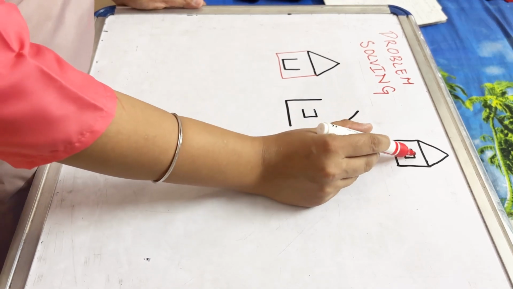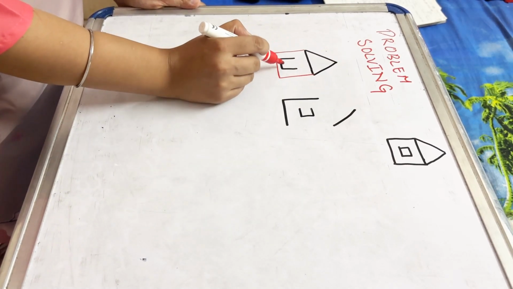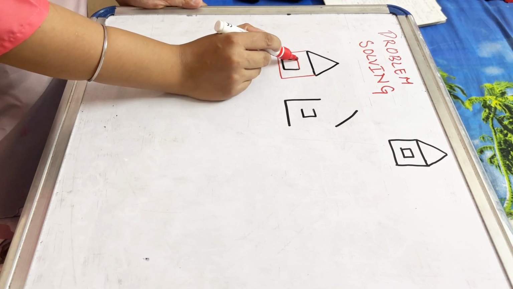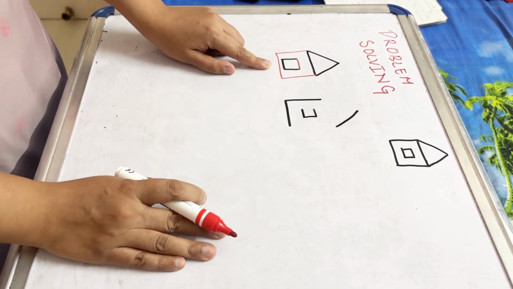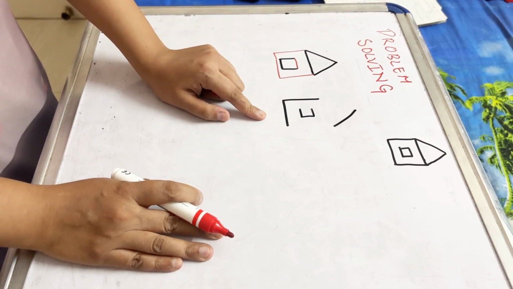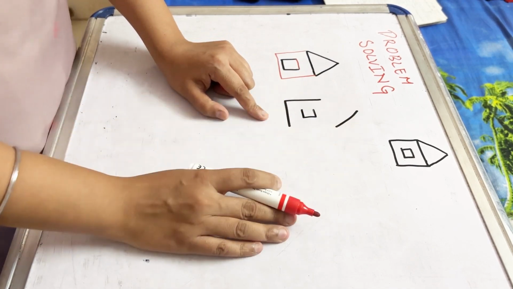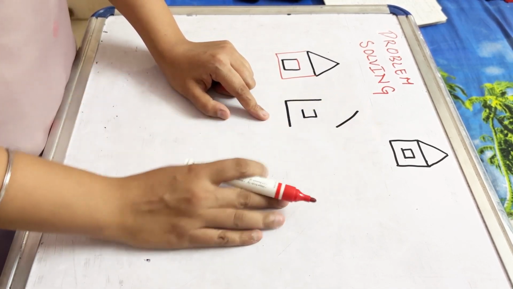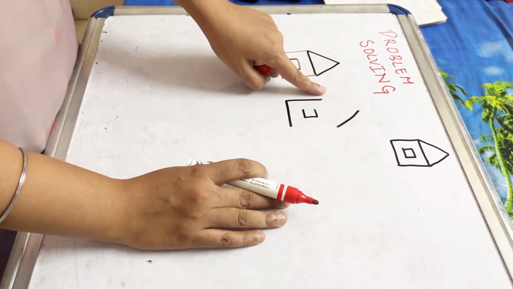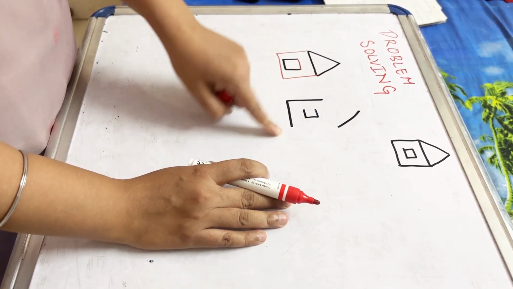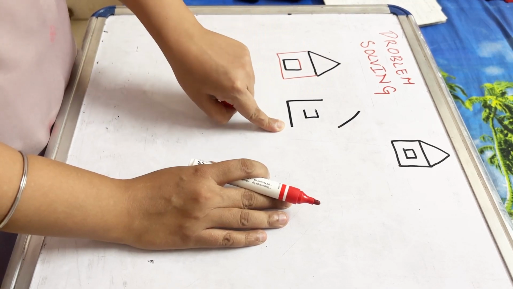Now there is a square in the center. It looks like a U. Let's complete it to make a square. The next one is even more challenging. Can you see a triangle on top? No, I can only see a slanting line. Can you see a square at the bottom? No, I can only see an L.